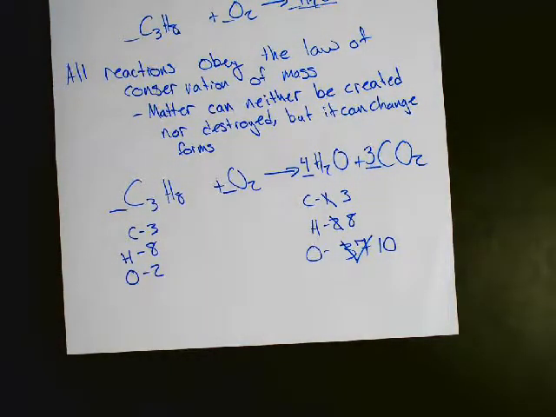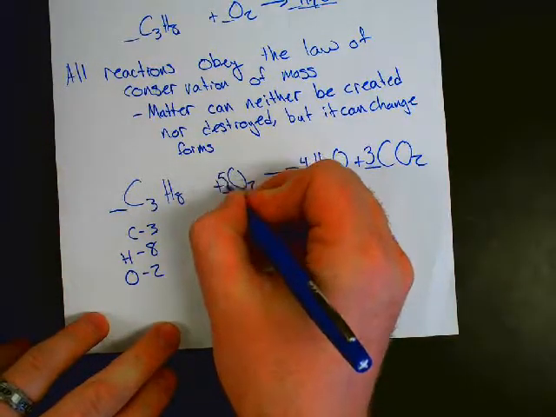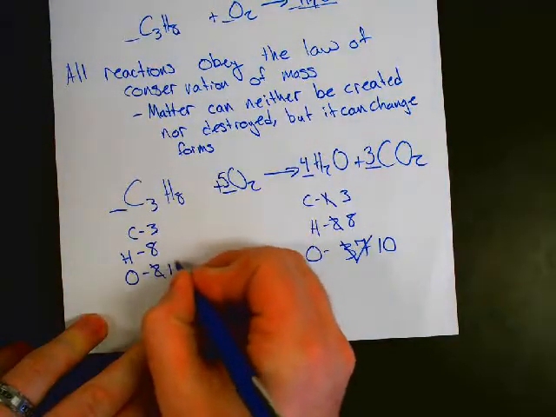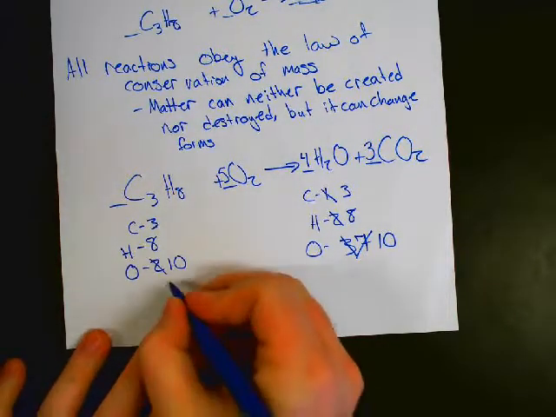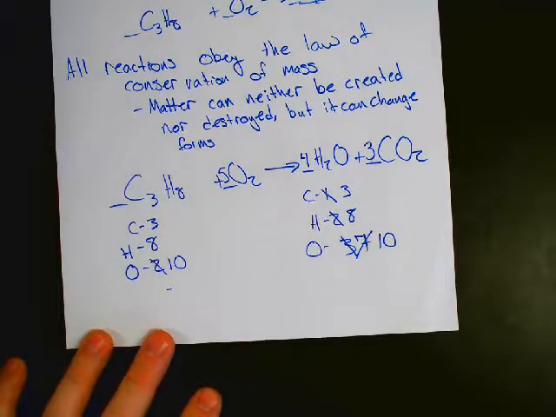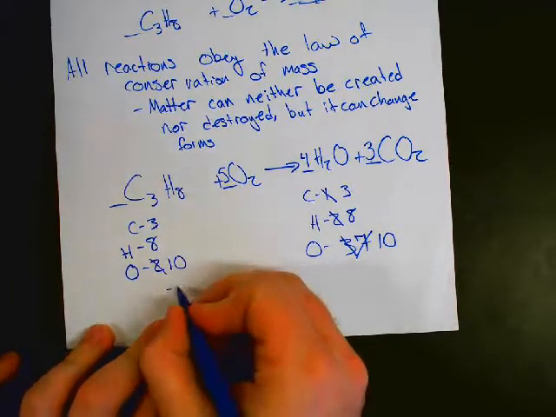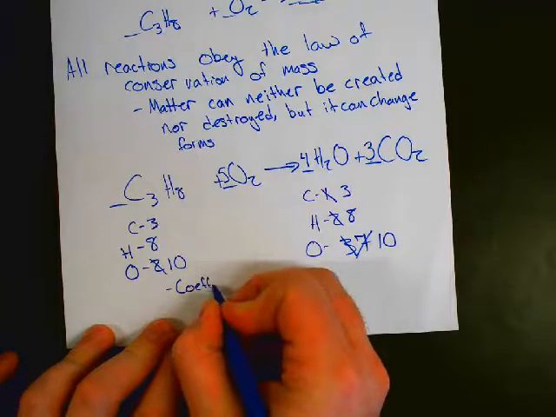Last thing I need to do, what coefficient am I going to add? 5 to the O2, so I have 10 sets of oxygen. And now this is balanced, showing that it conserves mass. Now, a couple of things. First of all, when we're balancing equations, we can change coefficients. Coefficients can be changed.